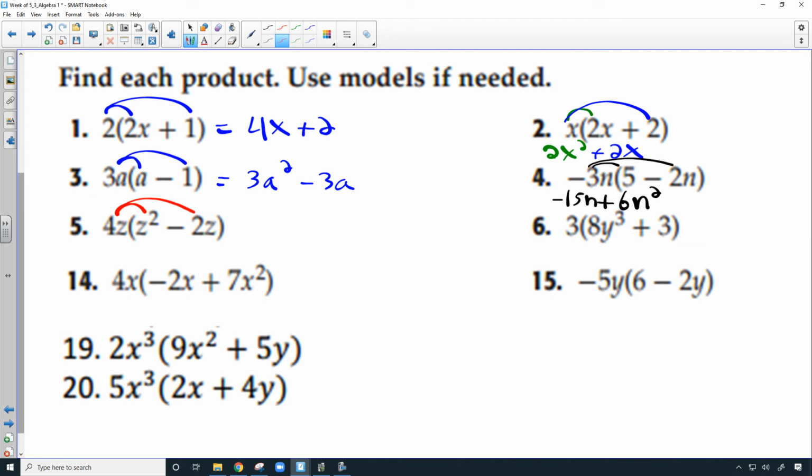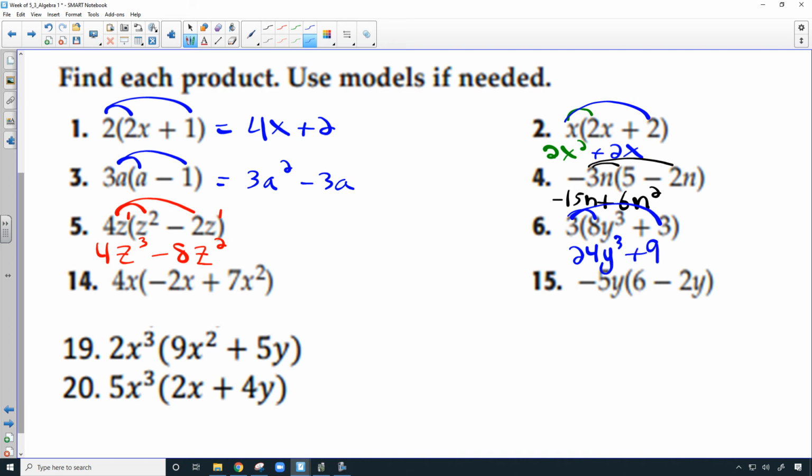4z times z to the second, what's that? 4z cubed, 4z to the third, that's correct. Minus 4z times 2z is negative 8z to the second. Because there's one z here and one z there, you multiply the z times z, which is z squared. Okay, we have 3 times 8y cubed, which is 24y cubed. 3 times 3, which is 9.